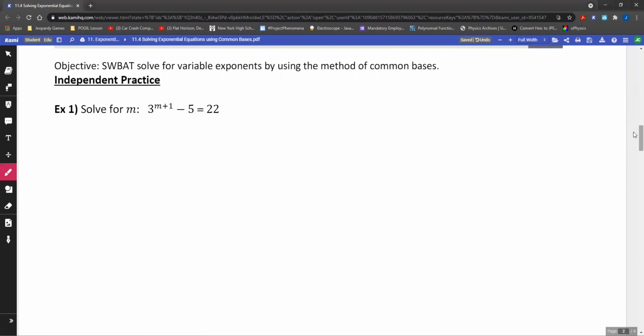We only have a few more questions left. So here, we're going to solve for m. So first step is to move the 5 over, because again, the only way that we can do this is by having one term on each side. So I have this, 27 can be rewritten as 3 cubed. Bases are the same, so the exponents also must be the same. And I get m equals 2.